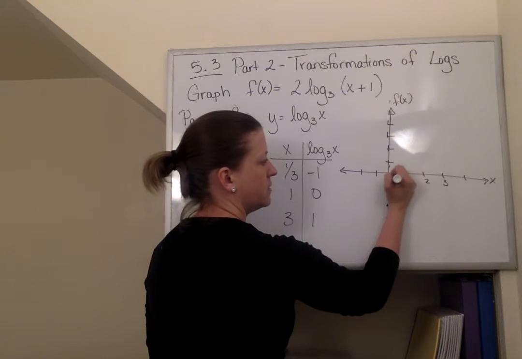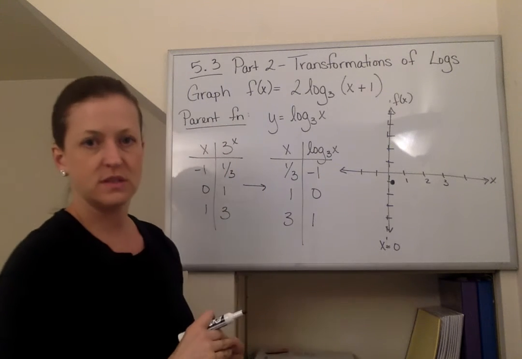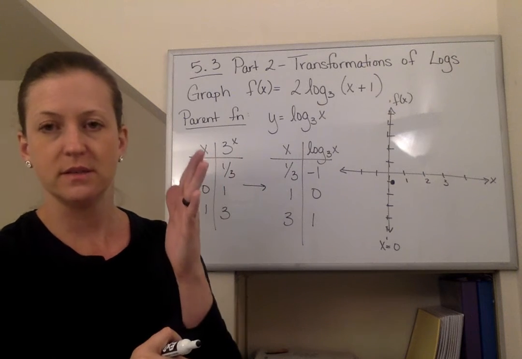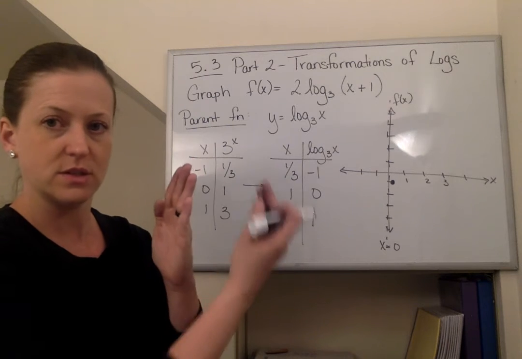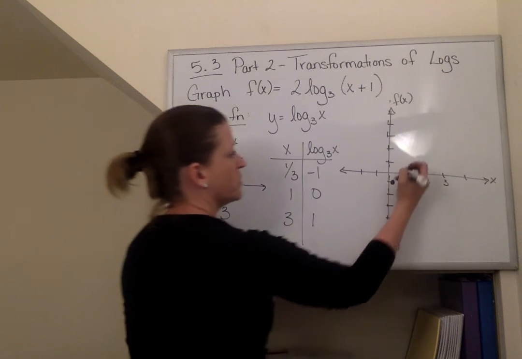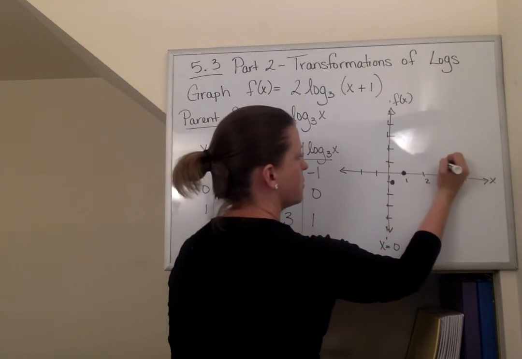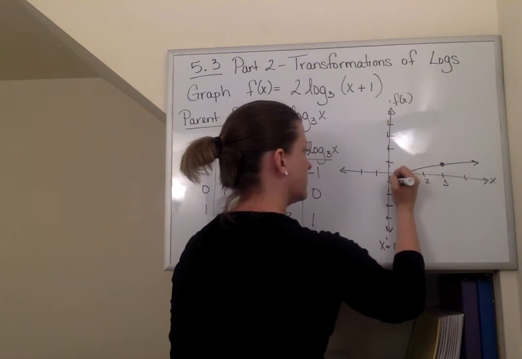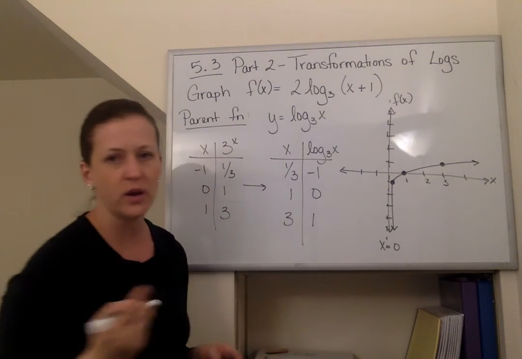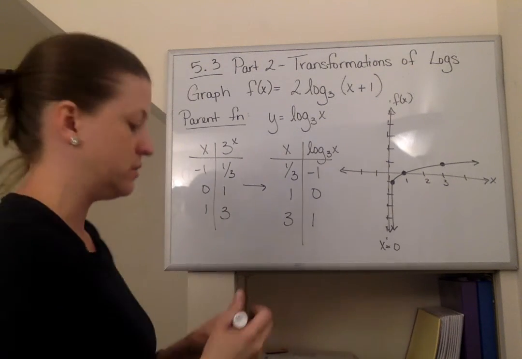1/3, negative 1. Just make sure you're not on the y-axis. You're 1/3 of a unit to the right of the y-axis. So you're just kind of estimating where that would be. 1, 0, and then 3, 1. I know I'm doing this quickly. Pause me if you need to, right?